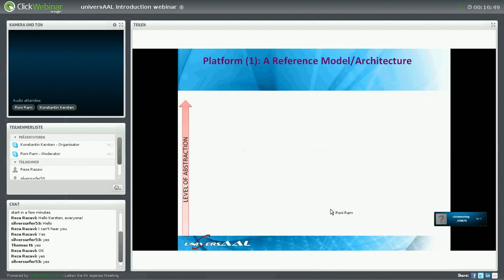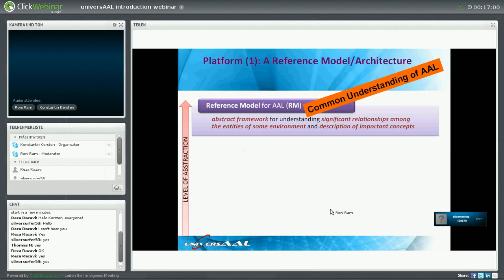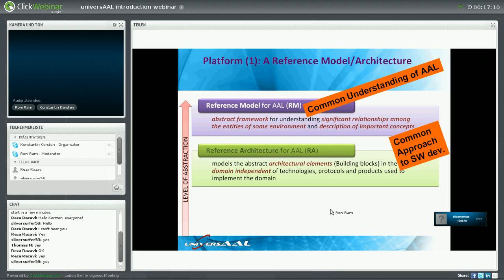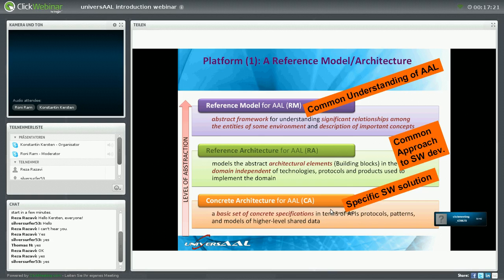The universAAL platform is the result of a very intensive process to define the reference model for AAL, the reference architecture for AAL, and then to provide a concrete architecture. The reference model is the most abstract layer. It represents the significant relationships among the main stakeholders of AAL. The reference architecture provides a common approach to software development, which is not dependent on technologies, protocols, products, or APIs. And finally, the concrete architecture, which is a specific software solution and is based on the reference architecture.